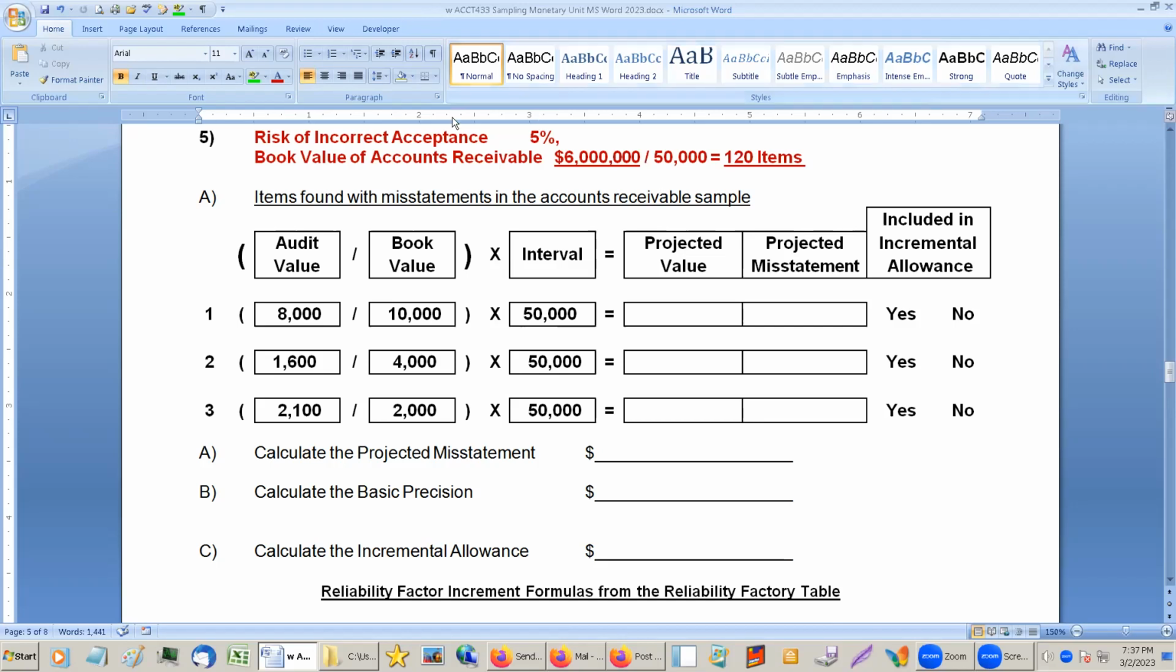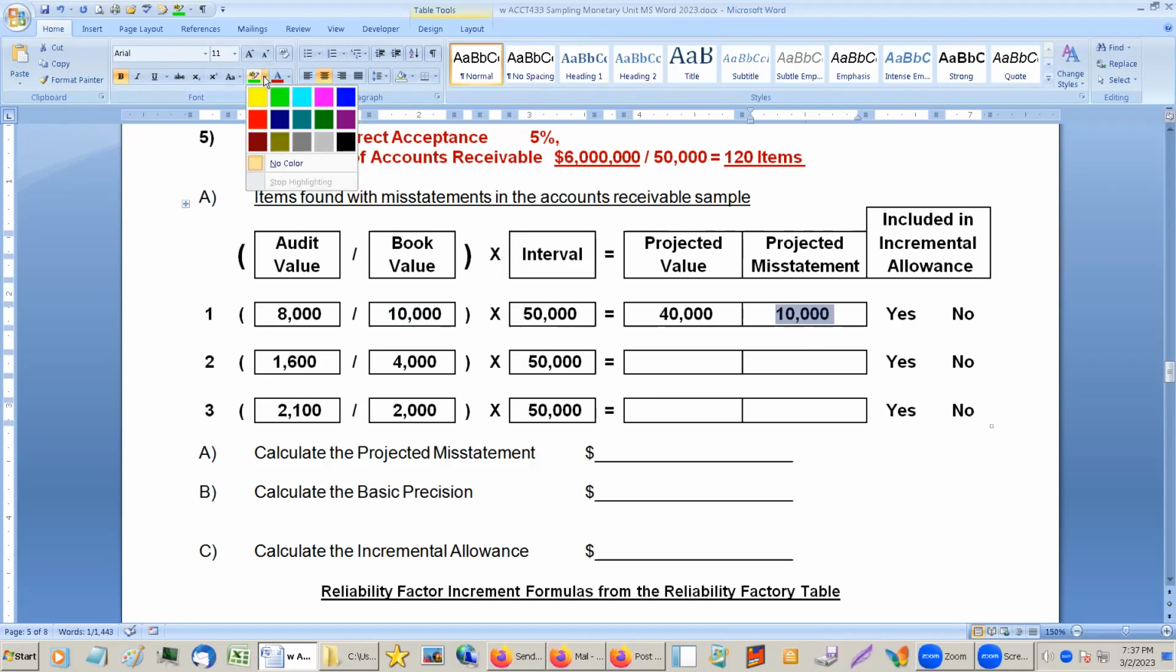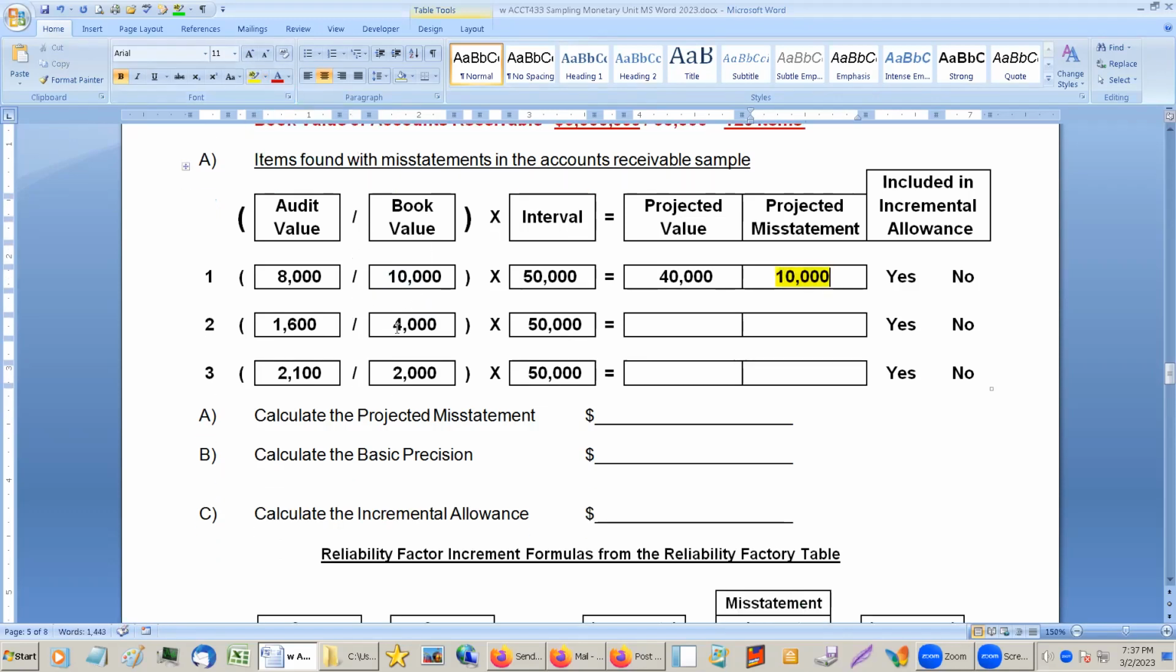This one is what, 40,000? All right, so we have projected value of 40,000, and projected misstatement is 10,000. That's an unhappy coincidence with that one. Oh, they're not the same. Okay, 1,600 divided by 4,000.